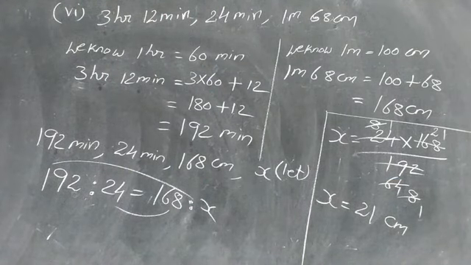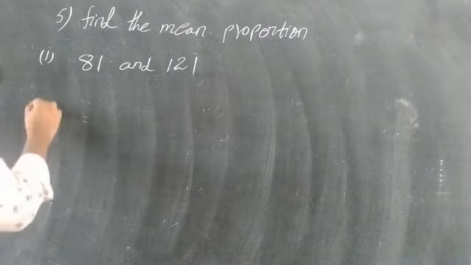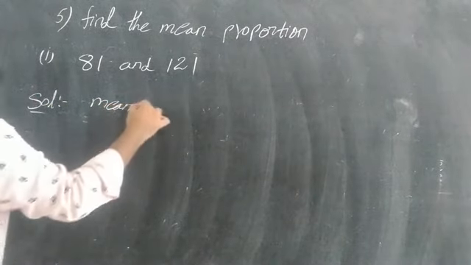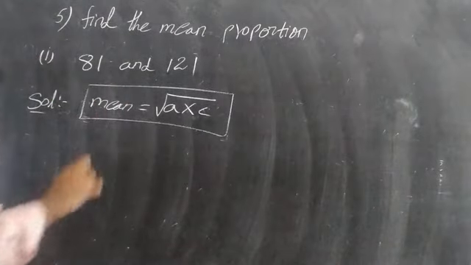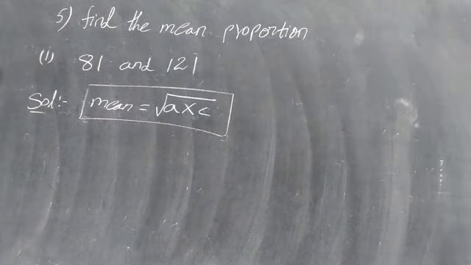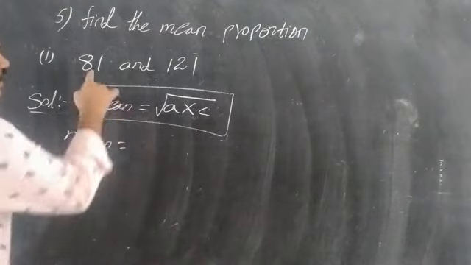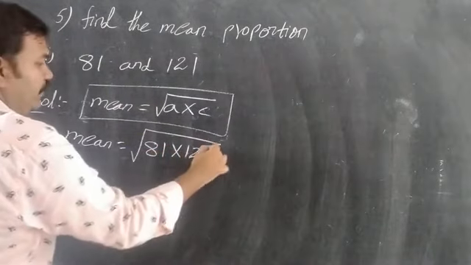And the next model is find the mean proportion. Mean proportion means we have a formula. Mean proportion formula: mean is equal to root of A into C. Now writing that, mean is equal to root of A into C, this is called A, this is called C. That is 81 into 121.